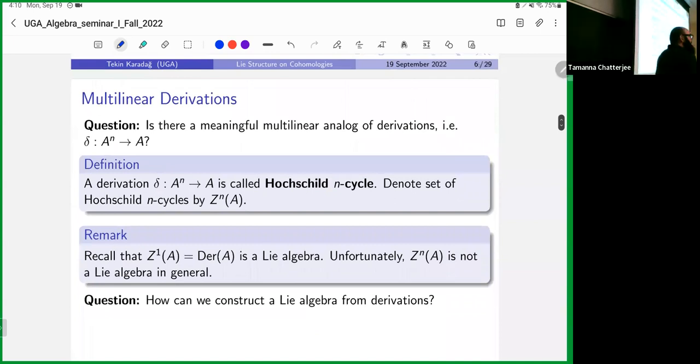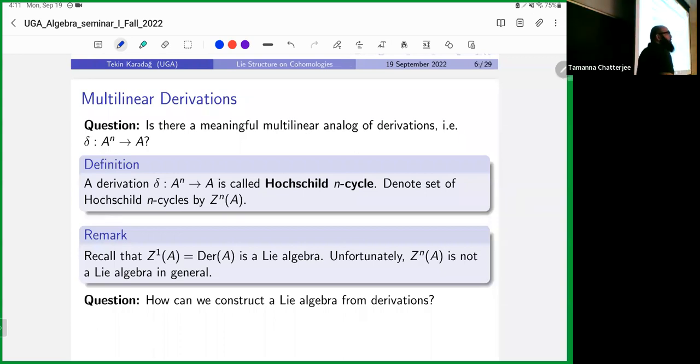So now our idea: we are able to find the Lie structure from the derivation, and we want to make it modern. So now let's define a Hochschild n-cycle. The definition is close to the derivation. We take any delta from A^n to A, and it is called a Hochschild n-cycle if it satisfies the derivation condition as well. And if you take n = 1, you'll see the usual derivation there.